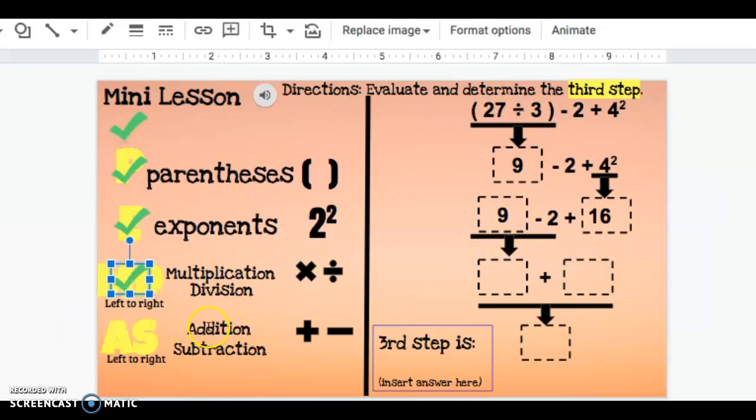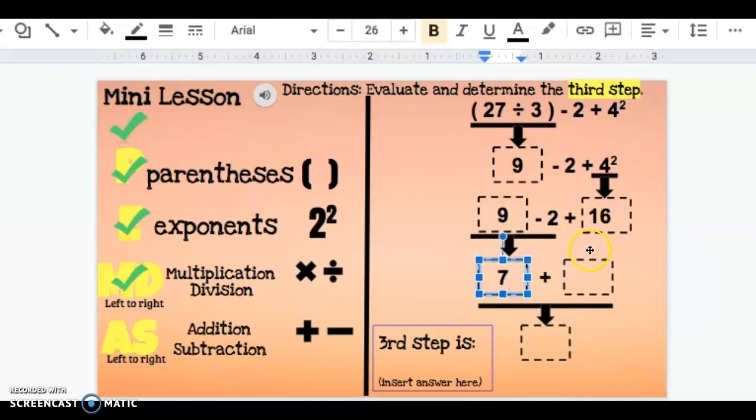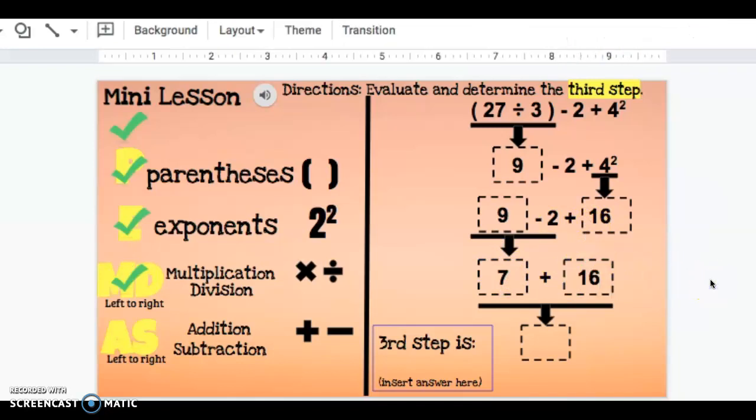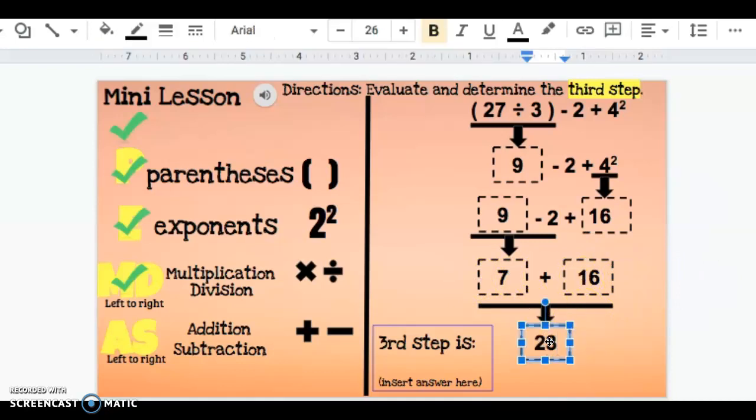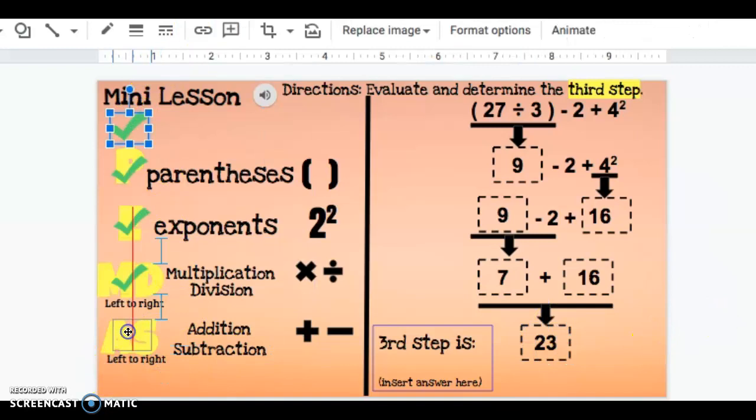So now I go to addition and subtraction. Well, I see a minus and a plus. They're technically only separated by one number, that 2, so they're technically next to each other. So I have to solve from left to right now. I have 9 minus 2, which is 7, and then that 16 is just brought down. And now I have to add 7 plus 16, and I get 23. Now that I have addition and subtraction completed, I put my check over it.